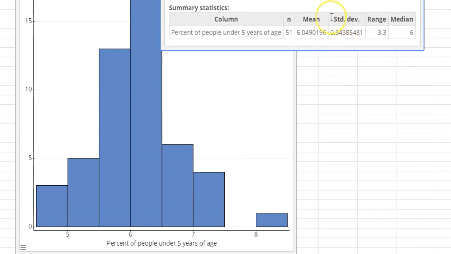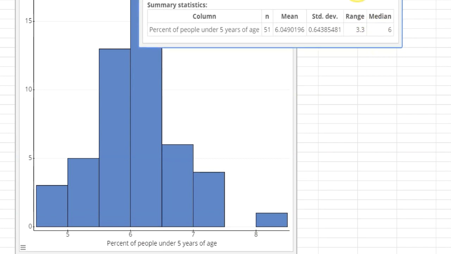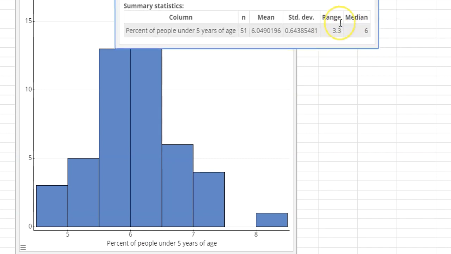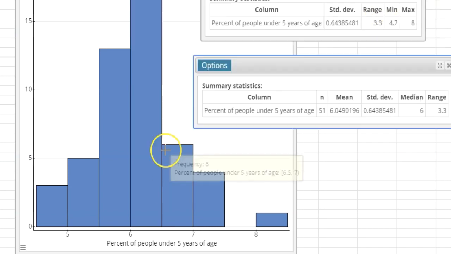So we were quite a bit off with the standard deviation because it is a symmetric distribution. The standard deviation is going to be much less than what the range rule of thumb usually says. And then the range was 3.3%, which I don't understand that one. It shouldn't be that. So let's pause the video.